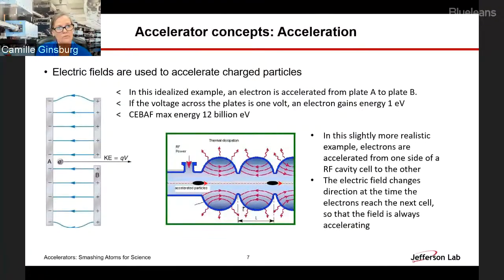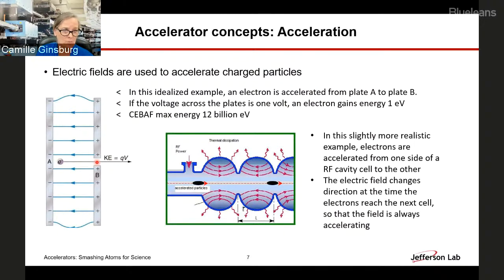So let me go through a few accelerator concepts. No math here. Electric fields are used to accelerate charged particles. Here's an idealized example. On the left-hand side, there are two parallel plates, A and B. A has a negative charge, B has a positive charge. So the electron starts, by magic, close to plate A, and it's accelerated, negative charge toward positive charge, toward plate B. And at that time, it gains energy of 1 electron volt.